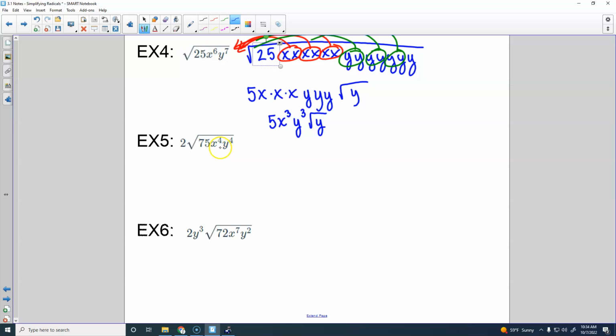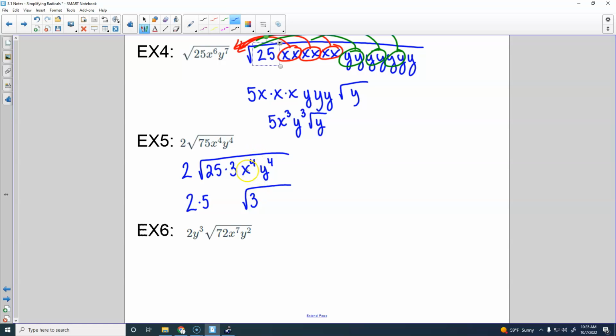So whenever we're breaking this down, like in number 5, we've got 75. So we're going to break coefficient numbers down just like we're doing with the others. So that would be 25 times 3. And then we want our x's and our y's to have even exponents. In this case, both of them do. So I'm just going to make it x to the 4th and y to the 4th. So whenever I take the square root of 25, I get 5. It goes on the outside of the square root. The 3, it cannot escape. It stays inside of the square root.